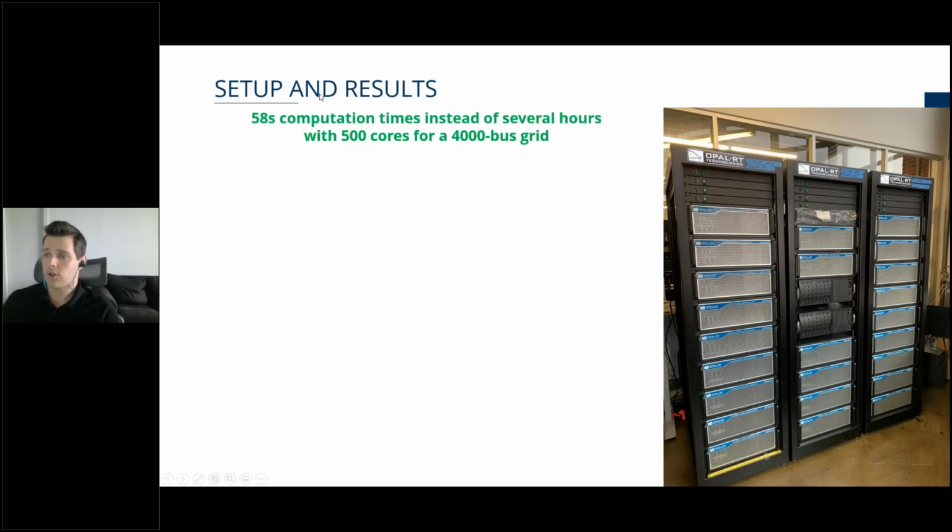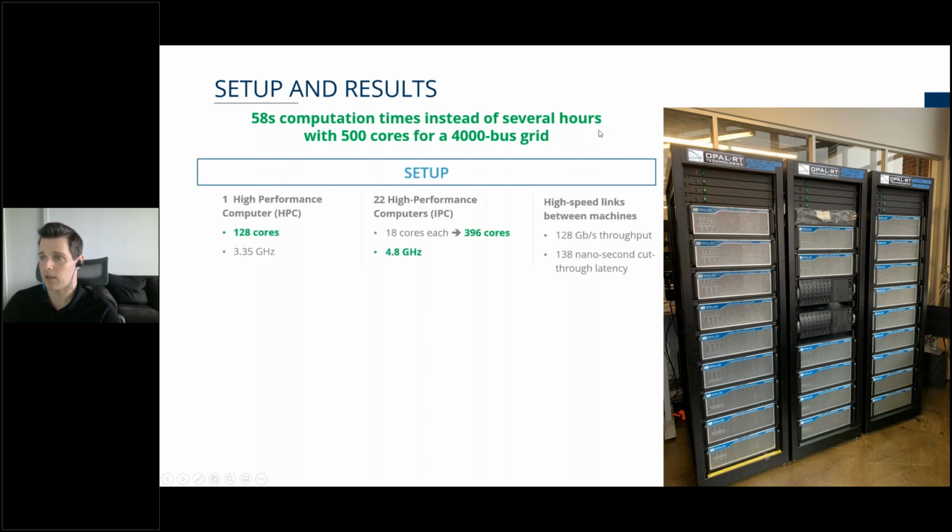So we achieved so far a computation time of about 58 seconds for 20 seconds of simulation with 500 cores for this 4,000 bus grid. We're still looking at improving this time. We're using here one high performance computer with 128 cores at 3.35 gigahertz maximum clock speed. And we have 22 high performance IPCs, 80 cores each for a total of 396 cores at 4.8 gigahertz to maximize performance for the DLL computation. Nonetheless, we have 128 gigabyte per second throughput and 138 nanosecond cut-through latency.